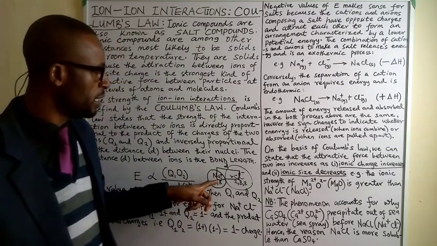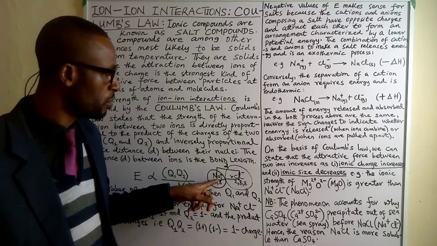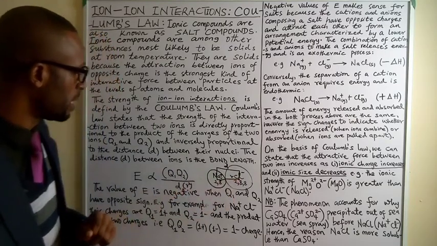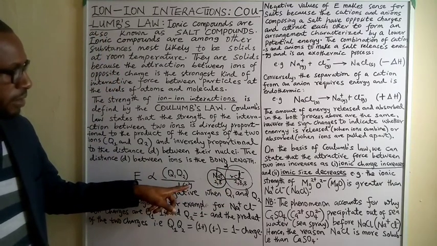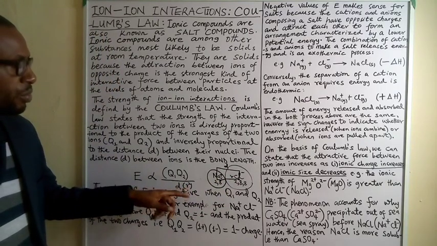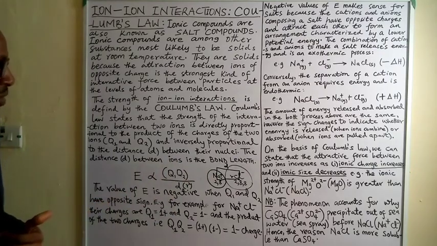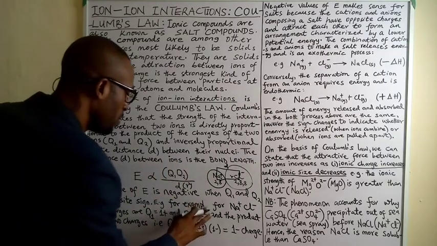However, the internuclear distance is the distance between the nucleus of the sodium ion and the nucleus of the chloride ion, which is what we denoted as D. Like I said, sometimes they write it as R raised to power 2, which I have just explained here. All right, beautiful.